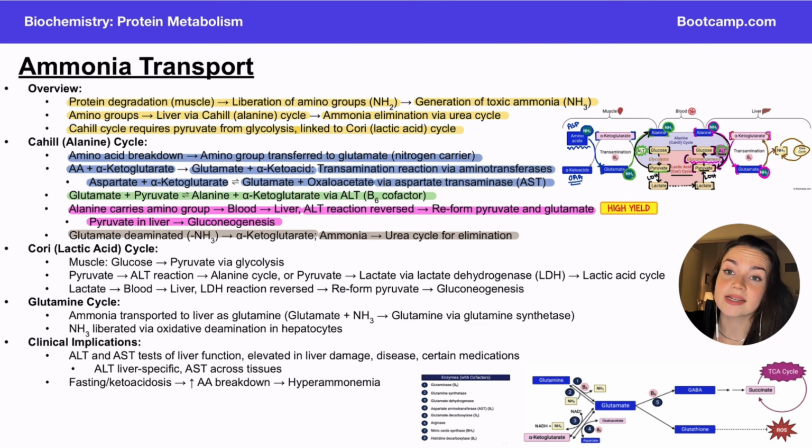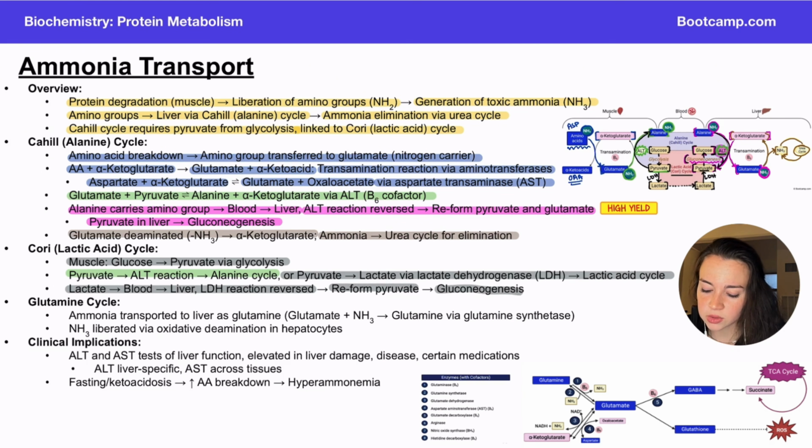So to recap the lactic acid cycle, in the muscle, glucose can turn into pyruvate via glycolysis. From there, pyruvate can either participate in the ALT reaction and join the alanine cycle, or via LDH, lactate dehydrogenase, that pyruvate can turn into lactate and join the lactic acid cycle. If we do the lactic acid cycle, then that lactate will go through the blood and go to the liver. And from there, the reaction of LDH will be reversed, and you'll reform pyruvate, which can participate in gluconeogenesis.